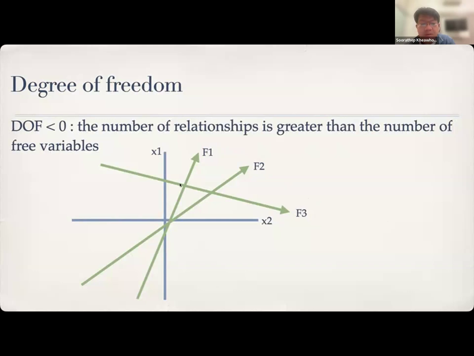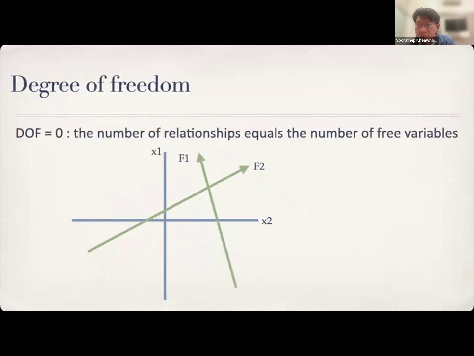For example, this point satisfies f1 and f3, but not f2. This point satisfies f2 and f3, but not f1. Or this point satisfies f1 and f2, but not f3. So this is a case of negative degree of freedom. And of course, it is the worst case because we cannot satisfy the conditions we have.